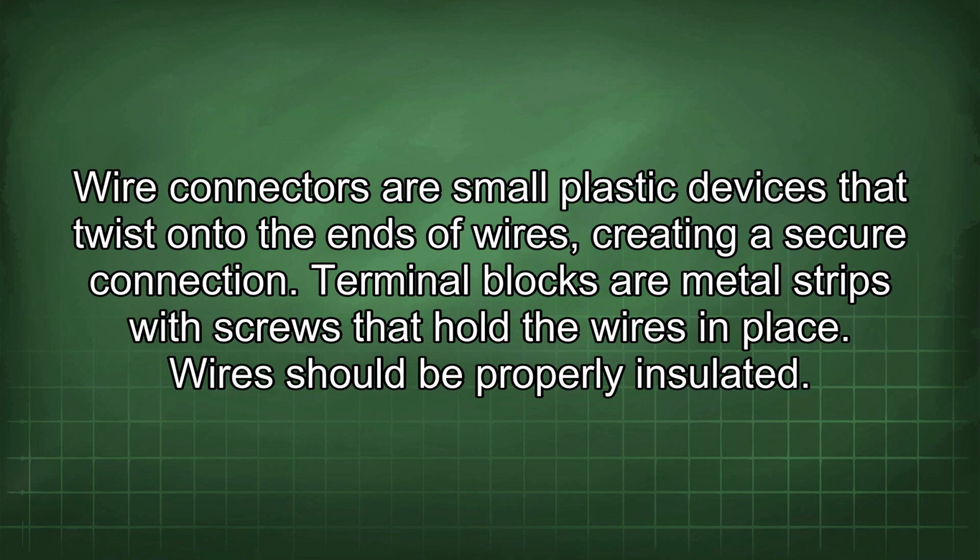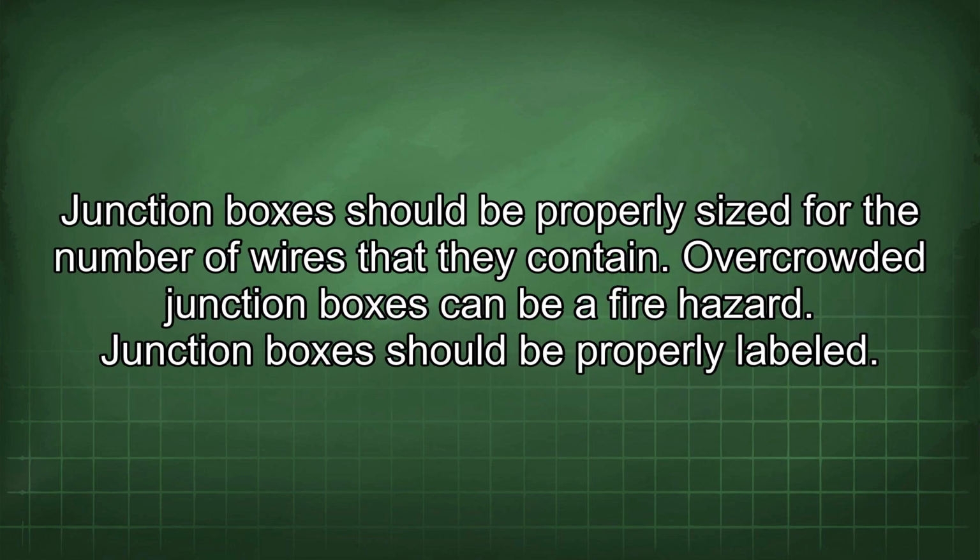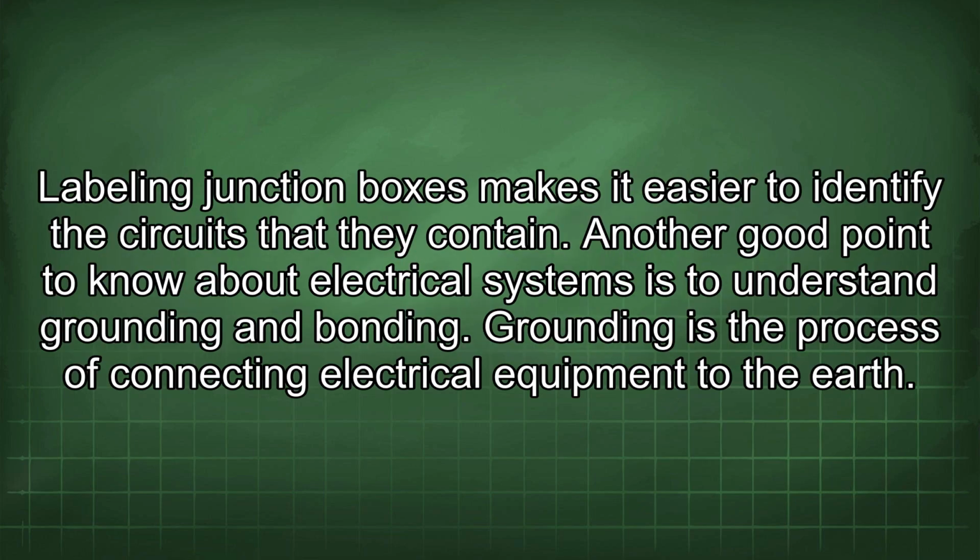Wires should be properly insulated. The insulation on wires protects them from contact with other wires and metal objects, which could cause a short circuit. Wires should be properly grounded. Grounding provides a path for electricity to flow back to the source in the event of a fault, protecting people from electrical shock. Junction boxes should be properly sized for the number of wires that they contain. Overcrowded junction boxes can be a fire hazard. Junction boxes should be properly labeled. Labeling junction boxes makes it easier to identify the circuits that they contain.